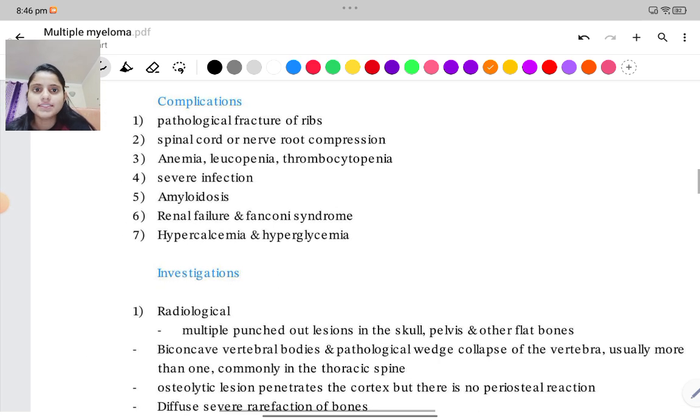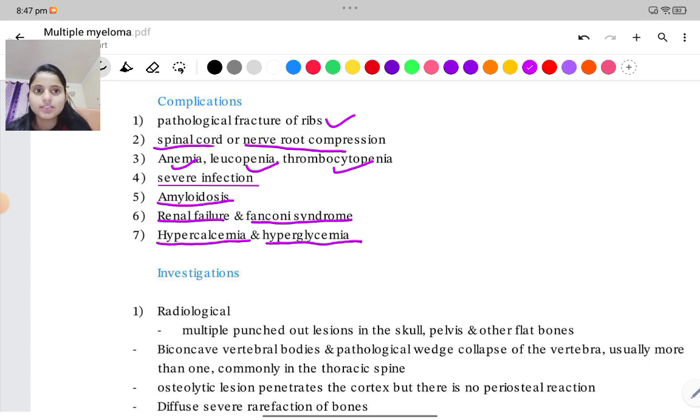On complications, it can cause the pathological fractures of the rib, spinal cord or nerve root compression. Pancytopenia can occur, anemia, leukopenia, thrombocytopenia, severe infection due to hypogammaglobulinemia, amyloidosis, renal failure, and Fanconi syndrome. Hypercalcemia and hyperglycemia can occur.